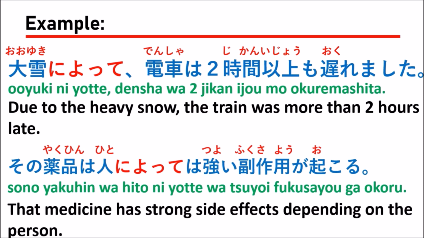For the second sentence, they say 人によって, just like what we already studied. その薬品は人によっては強い副作用が起こる。人 means people, によって means depending on the people, or depending on the person. 強い副作用 means strong side effects. So to translate it correctly, that medicine has strong side effects depending on the person, or on the people. It has the same meaning.